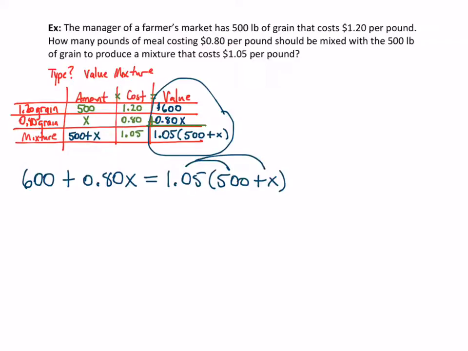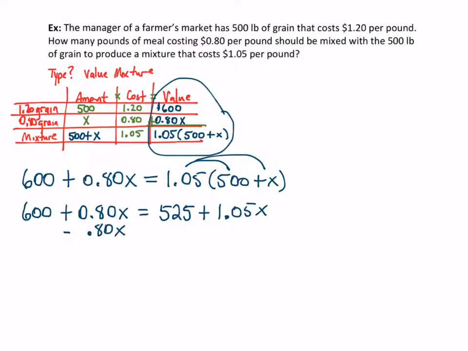If I distribute this and solve my equation, I get 600 plus 0.80x equals 1.05 times 500 is 525 plus 1.05x. So I'm going to subtract the 0.80x from both sides, and I'm going to subtract the 525 from both sides. This has gone here, and this has gone here. So now I have 175 equals 1.05 minus 0.80 is 0.25x.